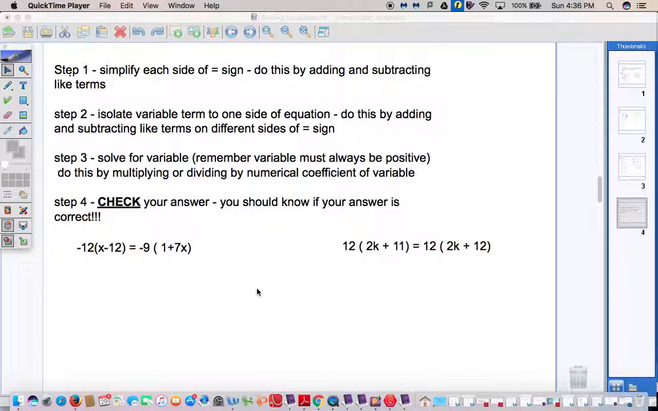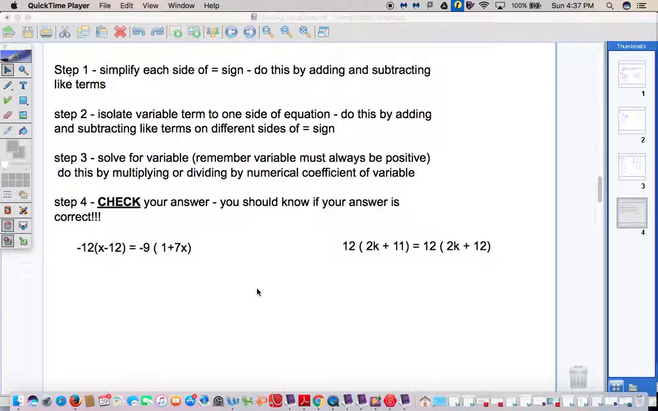This is a video on solving multi-step equations. The steps of solving equations are exactly the same as before. Your first step is to simplify each side of the equality sign. We do this by adding and subtracting like terms. Like terms mean they have the same variable raised to the same power.